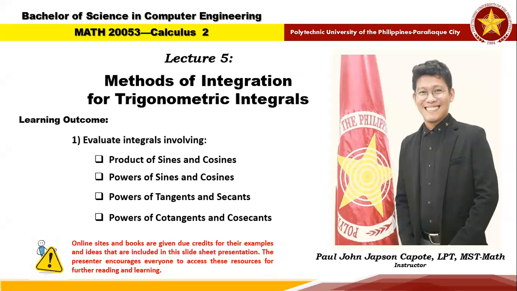Okay, it's recorded already. So we are now on our lecture 5 on methods of integration for trigonometric integrals. By the way, trigonometric integrals are those whose integrands involve trigonometric functions. The learning outcome for this lecture 5 is to evaluate integrals involving a product of sines and cosines, powers of sines and cosines, powers of tangents and secants, and powers of cotangents and cosecants.